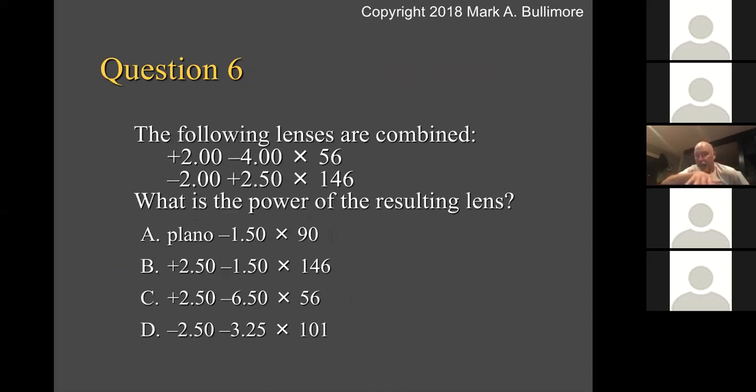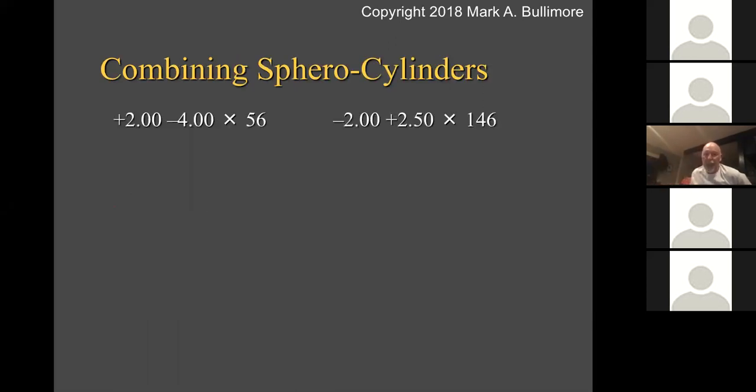If you transpose and the axes are the same, remember, you can just add the sphere, add the cyl, and you're good. If you forget to do that, you could, of course, combine them. So you could draw two nice power crosses. You can probably do this in your sleep by now.